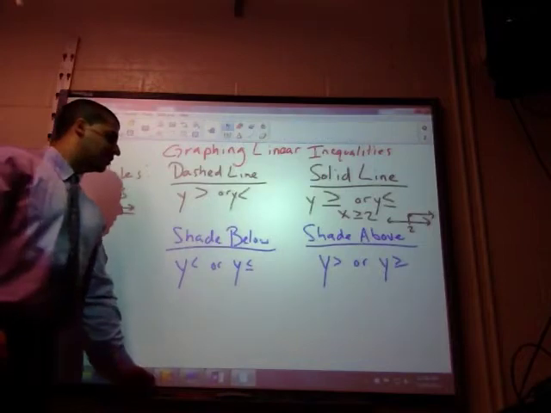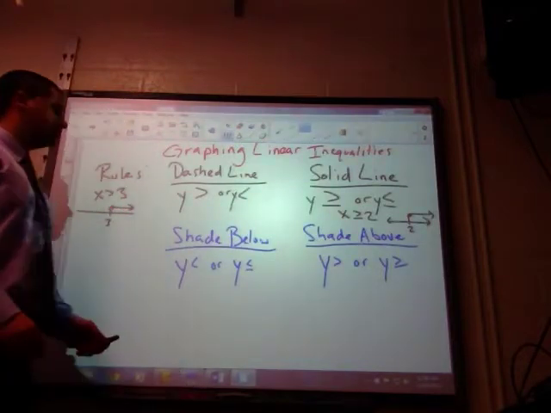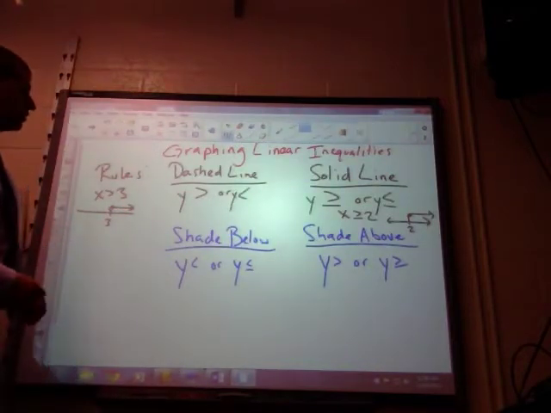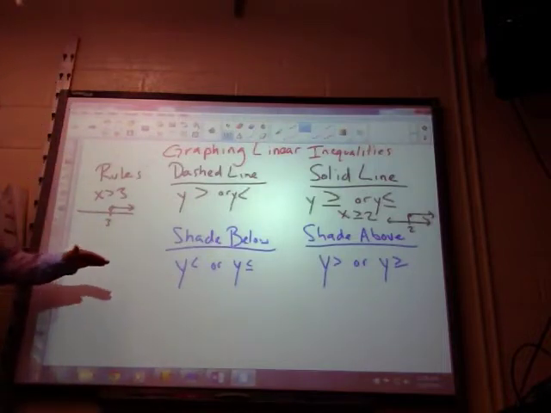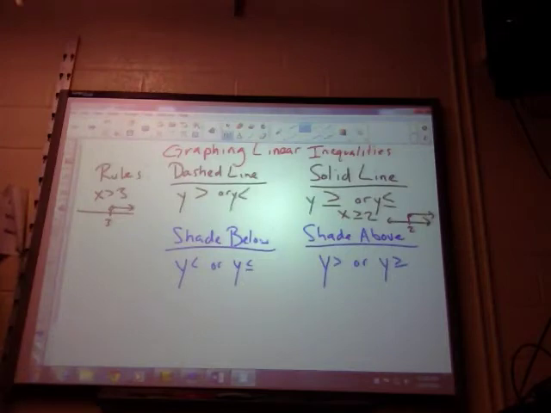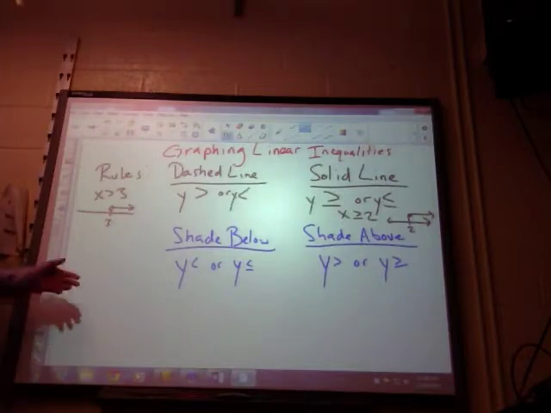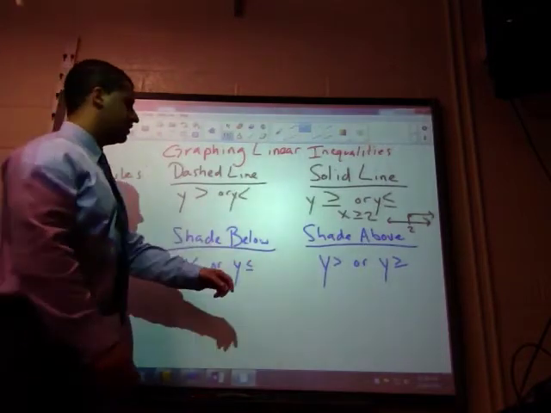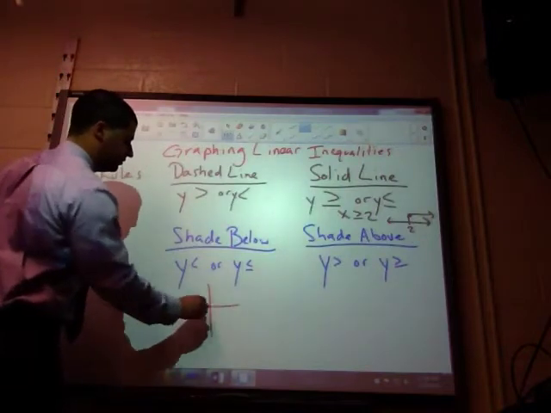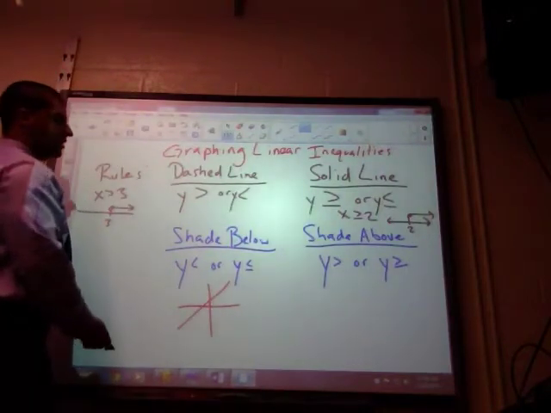The other rule you have to remember is shade below or shade above. Shading below is when y is less than or y is less than or equal to, because you're looking for all coordinates that are less than or equal to your inequality. Basically, it's anything that satisfies the inequality being less than or equal to. You shade above the line when you have a greater than or equal to.